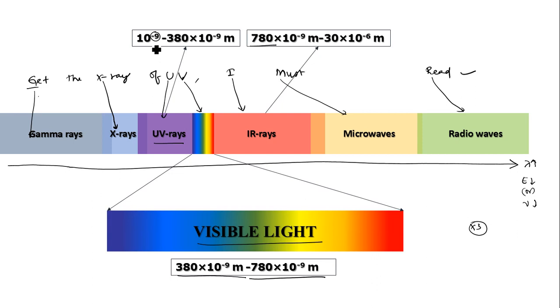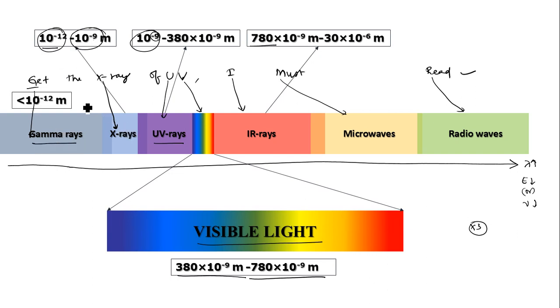Ultraviolet rays start from a few nanometers to 380 nanometers, and now X-rays must be ending at this wavelength, because the ultraviolet rays are starting from there, and X-rays are starting from 10 power minus 12. You can see minus 9, minus 9, minus 12. They are all multiples of 3 now, right? If X-rays are starting from 10 power minus 12, gamma rays must be ending at 10 power minus 12, or you can say gamma rays will be having a wavelength range less than 10 power minus 12 meters, right?